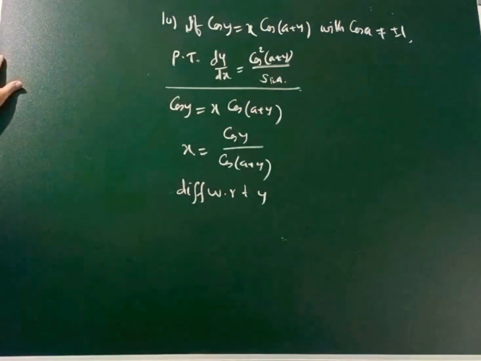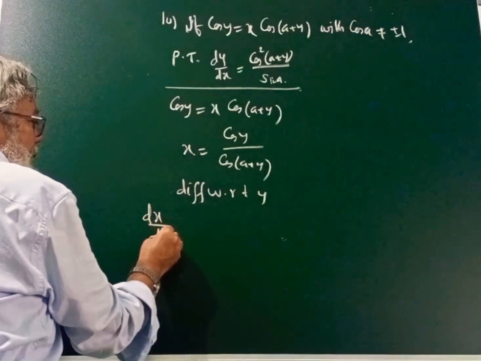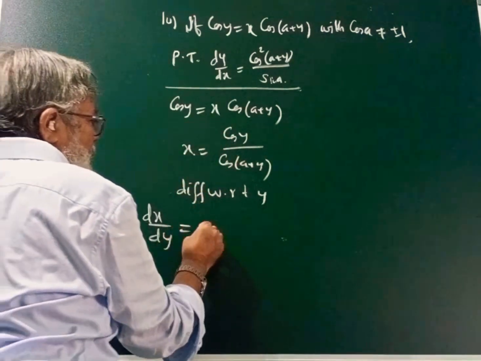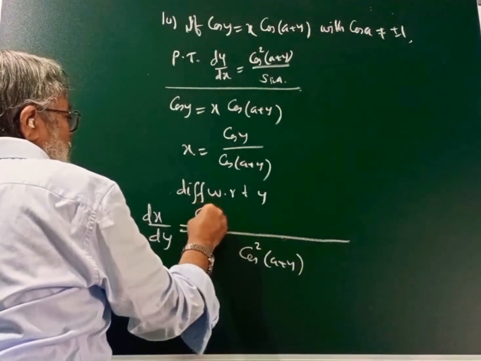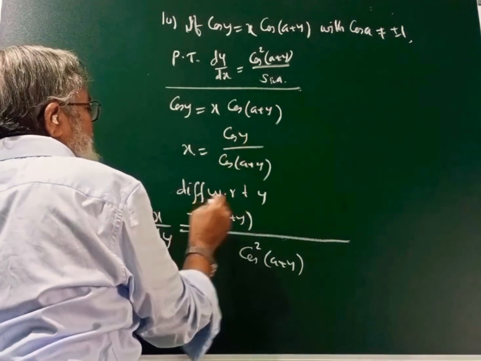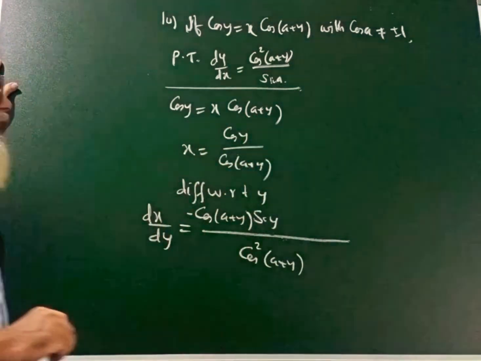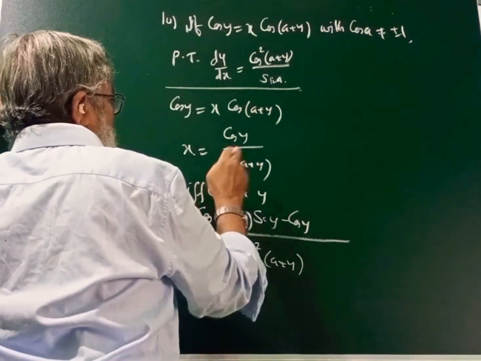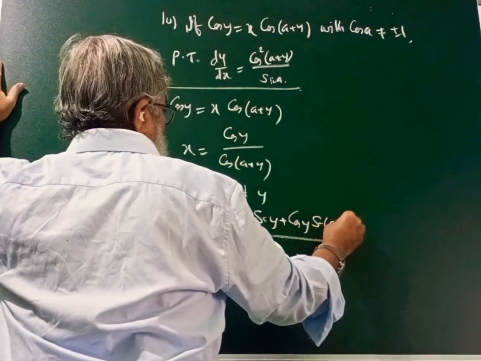Normally, we differentiate with respect to x. Here, differentiation of x with respect to y is dx by dy. Now, to differentiate, we have to apply the quotient rule. That is cos square (a plus y) into cos of (a plus y), derivative of cos y minus sin y, and differentiation of y with respect to y is 1. So therefore, minus cos y as it is, derivative of this cos is minus sin, minus of minus is plus sin, it is sin of (a plus y).